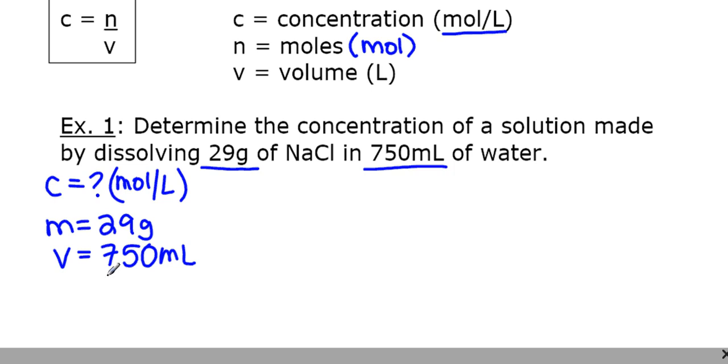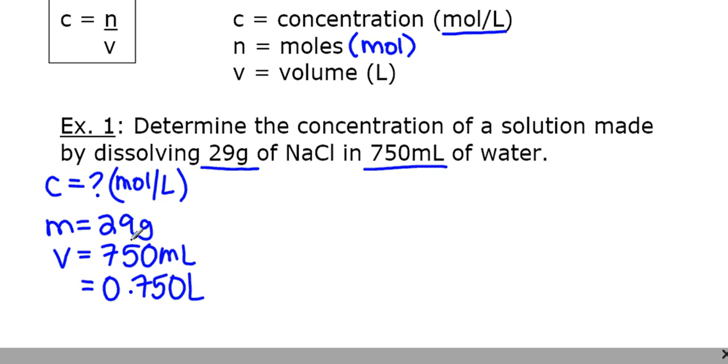The easy one is to change volume into liters. Do you remember how to do that? So milliliters to liters, you divide by 1,000. So when you divide by 1,000, you should get 0.750 liters.